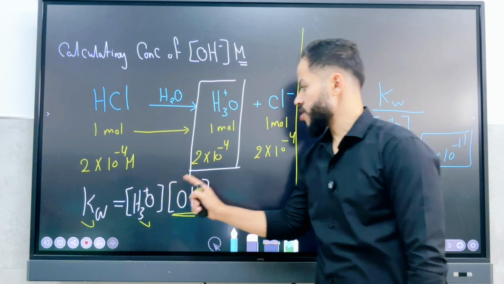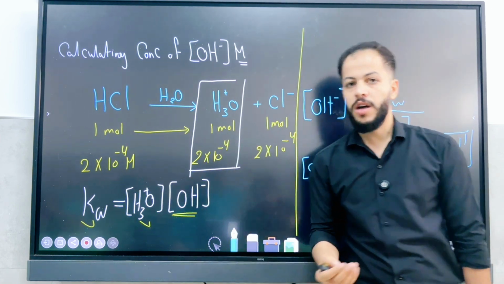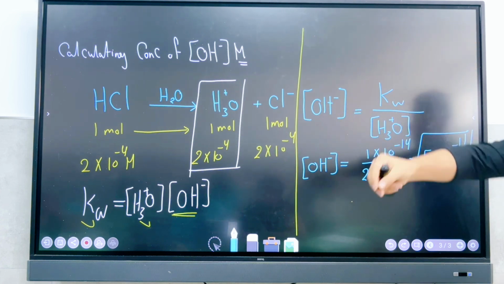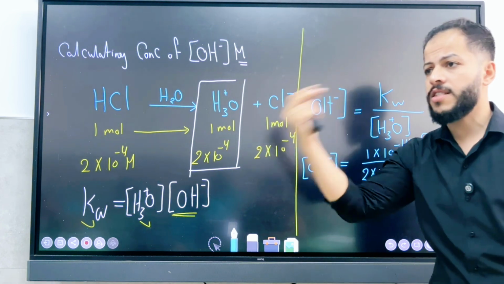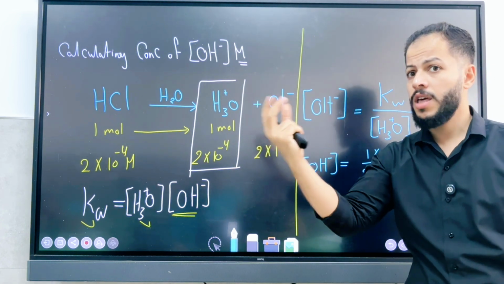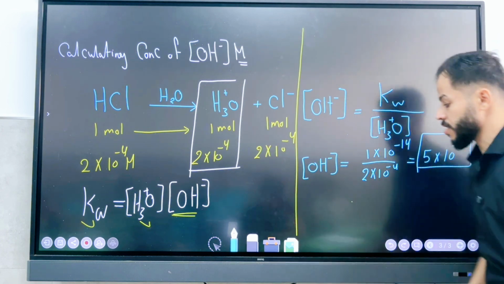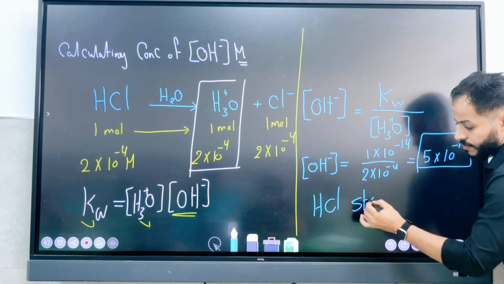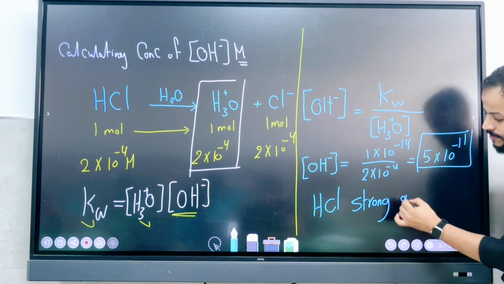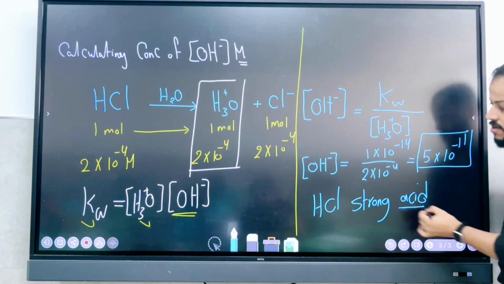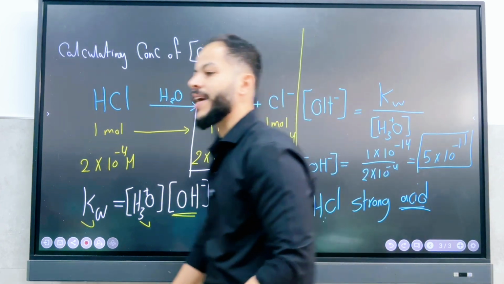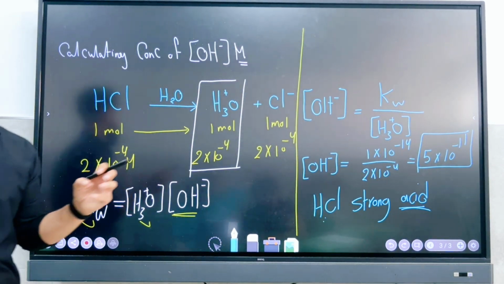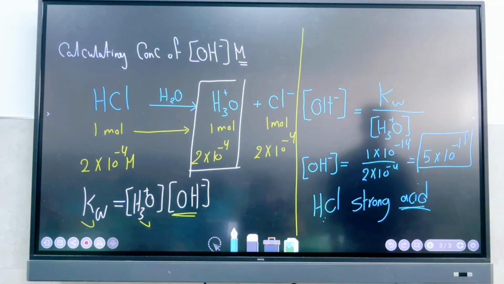So if the concentration here is 2 times 10 to the power negative 4, and we said in the beginning that increasing the concentration of the hydronium ion, what happens to the acidity? Acidity will increase. Here, consider hydrochloric acid as a strong acid. And the common name for it is stomach acid. It exists in your stomach, helping in the digestion process. Okay?